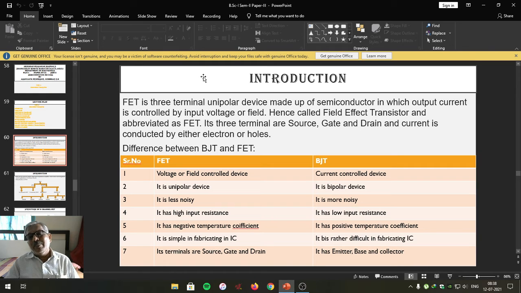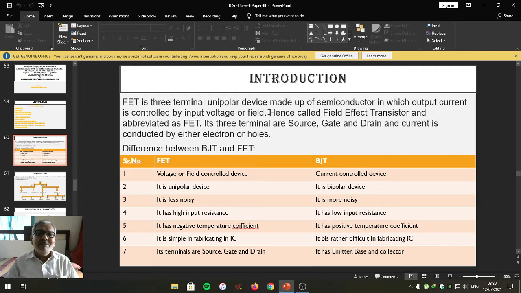Student friends, here is a definition basically. FET is a three-terminal, meaning FET has three terminals, unipolar device made up of semiconductor in which output current is controlled by input voltage or field. This is the perfect definition of FET.